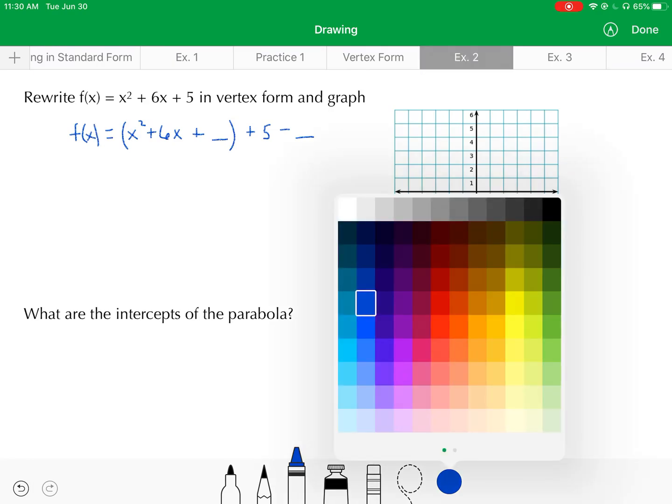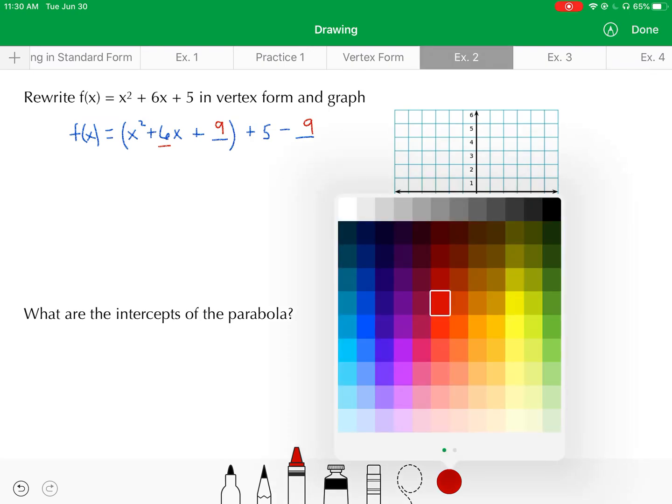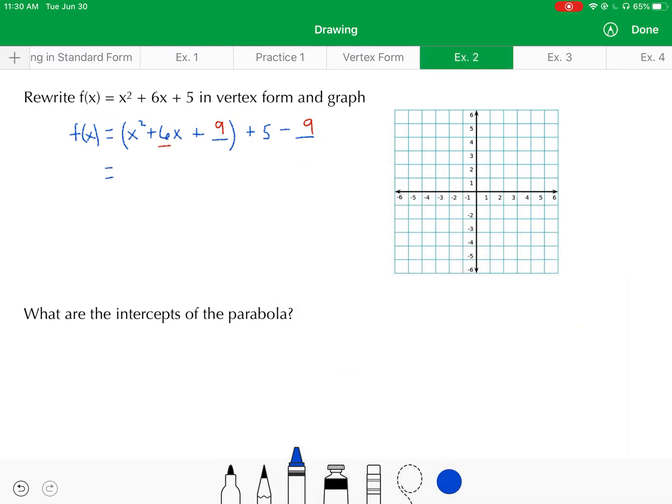All right, so to figure out the number that goes into each spot here, I'm going to use this value of 6, my b value, okay? I will cut it in half. So 6 divided by 2 gives me 3, and then I will square it. This results in 9, and I'll put that in both spots this time. Okay, so you've just completed the square. You've made the parentheses a perfect square trinomial. It now factors to x plus 3 squared, and then minus 4.